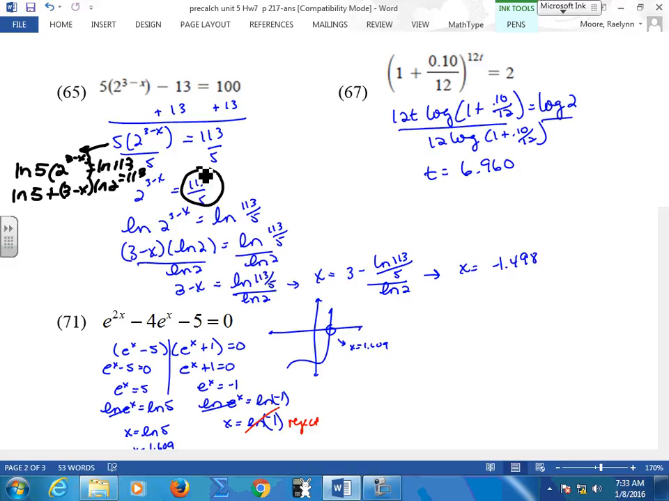I have a question. Why did you multiply 3 minus x with the ln 2? Say that again. Well, I brought down the exponent. Oh, you just brought it down. Uh-huh. And then I just divided first by ln 2, and then I added the 3, subtracted the opposite of the x.